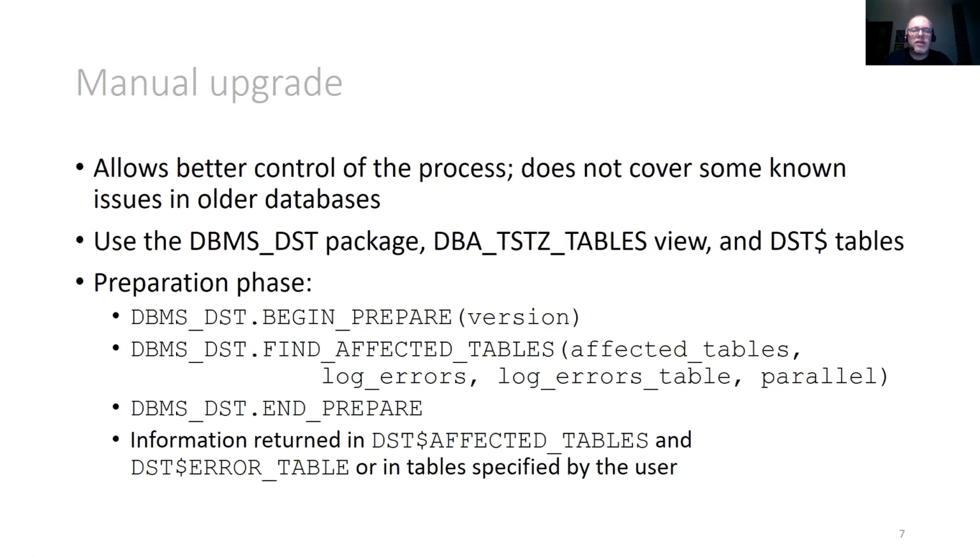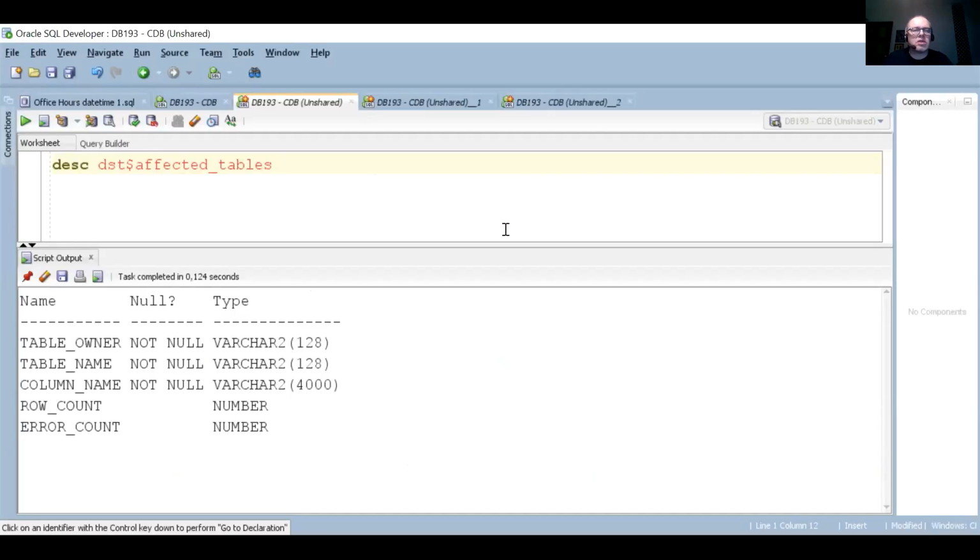If we look at those tables, we have DST affected tables, right? We get the table owner, table name, column name, right? The row count for the table, the number of rows that are affected, and the error count, so the number of problematic cells in the given column that may have one of those errors.